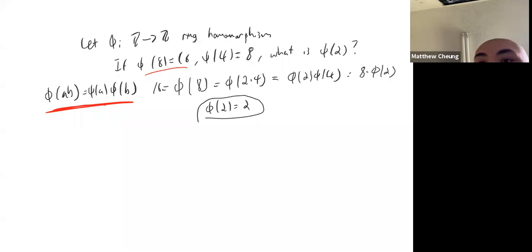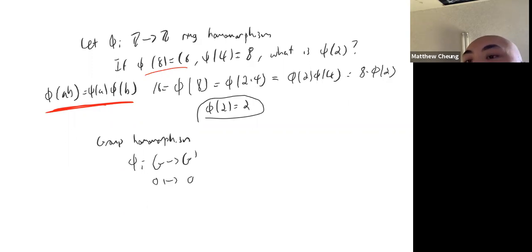By the way, for a group homomorphism, the same thing holds. If I have a map from G to G prime, I must map the identity of the group to the identity. Some books call it E to E. It's the same proof as I did before. Phi of E plus E is phi of E plus phi of E.